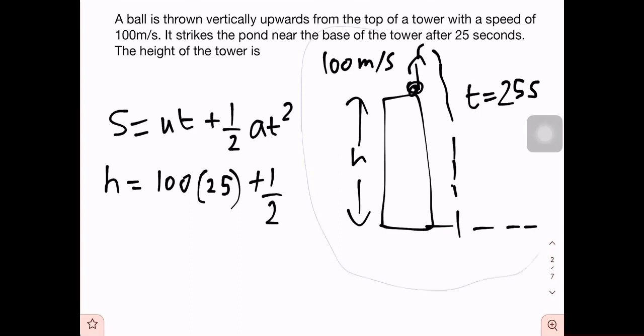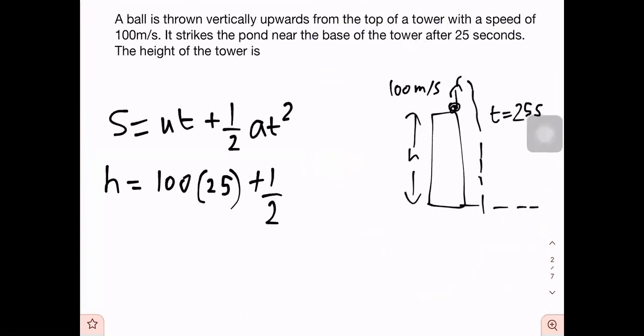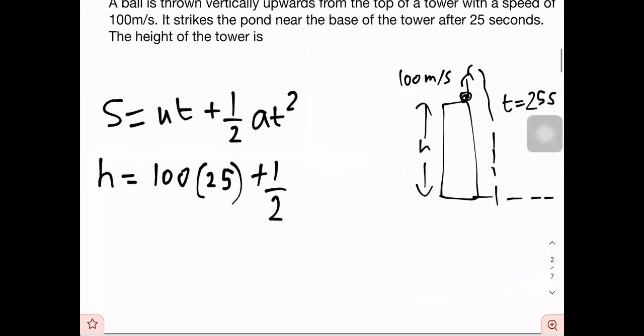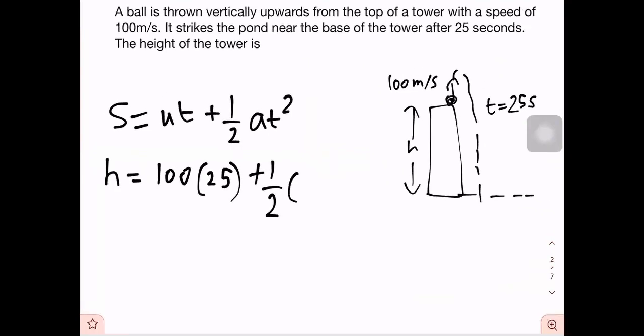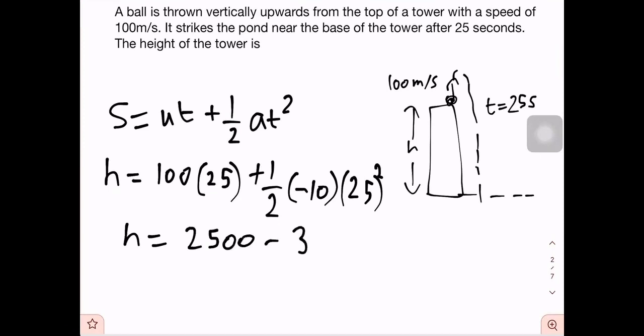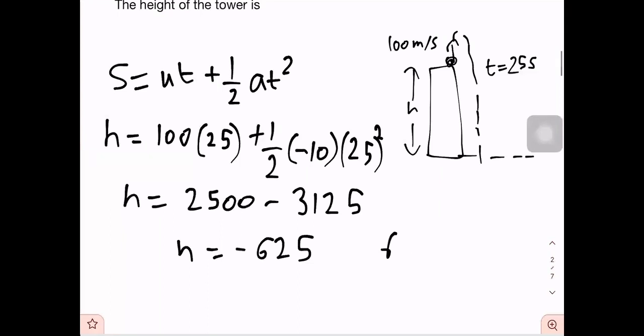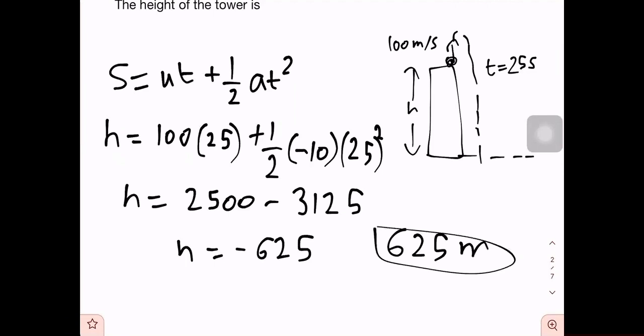Acceleration is going to be -10, since it's moving downward, gravity is acting on it, and gravity is about 9.8, so we'll round it up to 10, minus 10, t squared, which is 25 squared. So after simplifying this, we're going to get height is equal to 2,500 minus 3,125, and the height is minus 625, but obviously height can't be negative, so it's just 625 meters. So the height is found to be 625 meters.